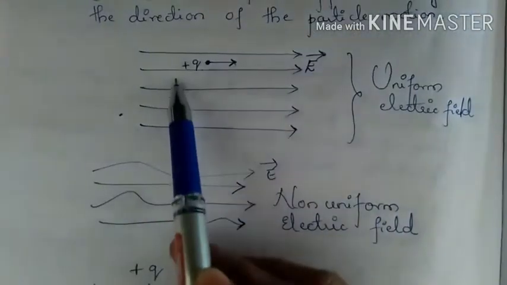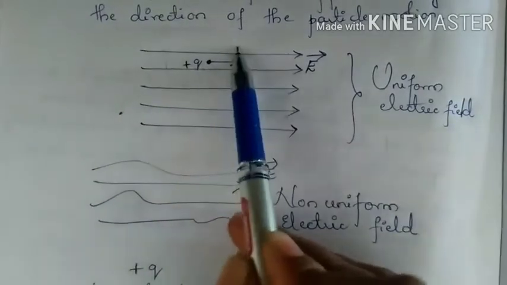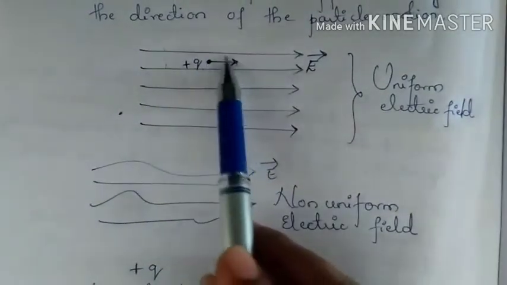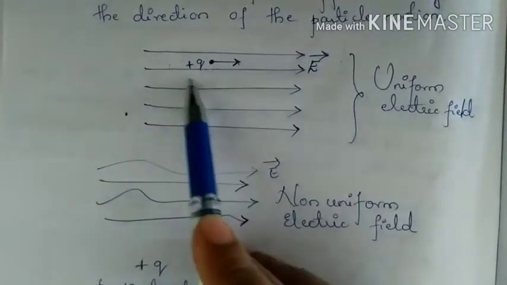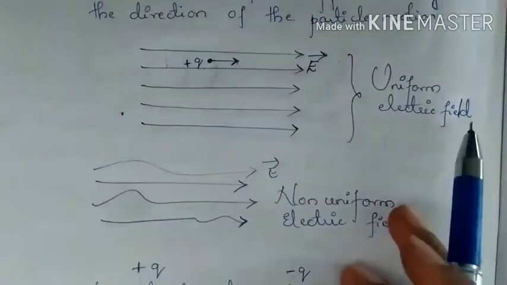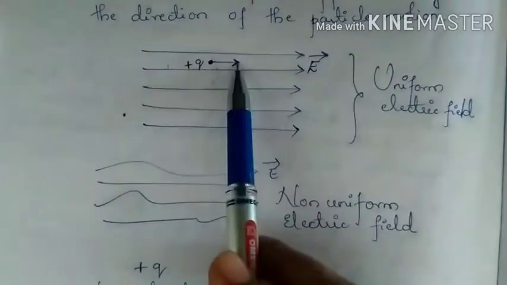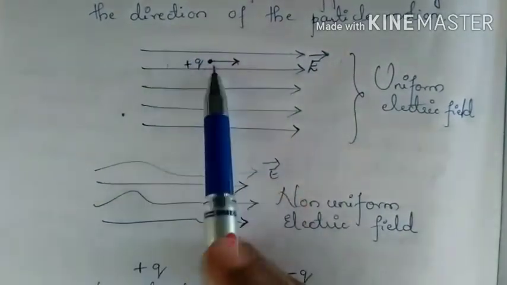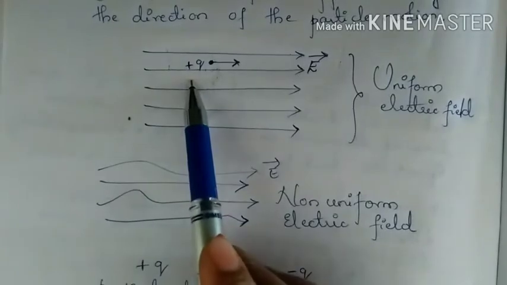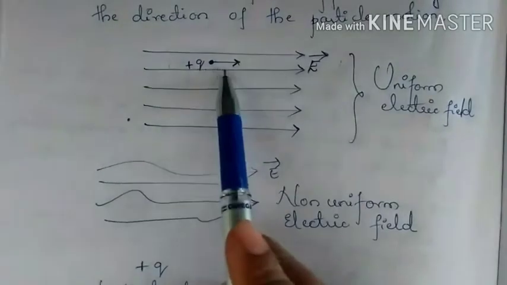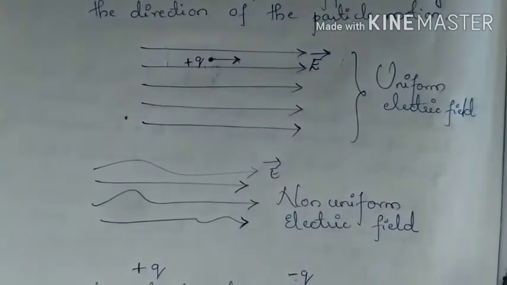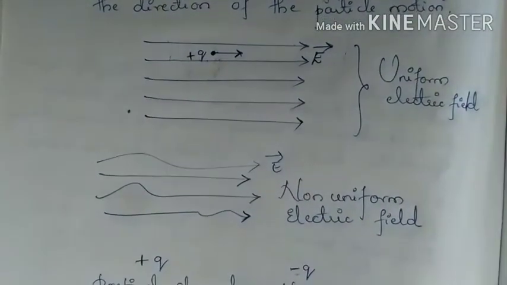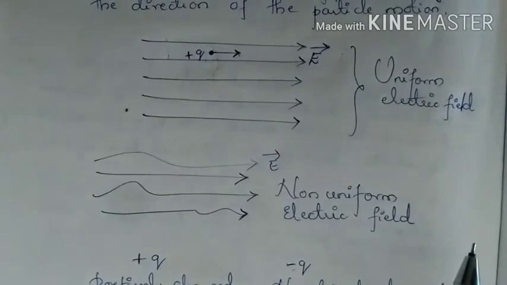So if the above charge is a positive charge, then the direction of force will be in the direction of electric field. So if, let's suppose, this charge is negative charge, then the direction of force will get reversed. So when charge is negative, the direction of force will be opposite to the direction of electric field.